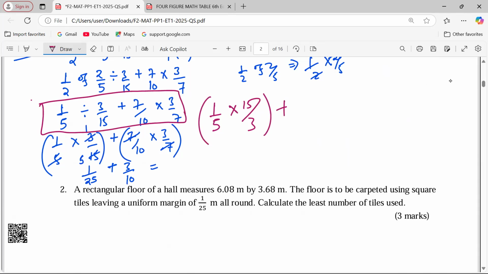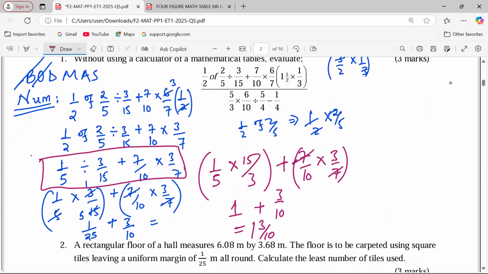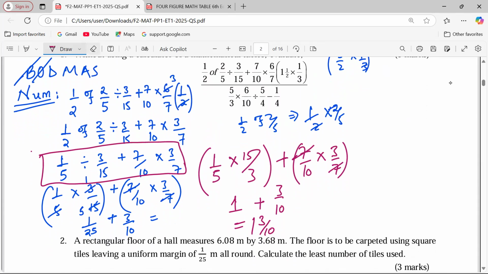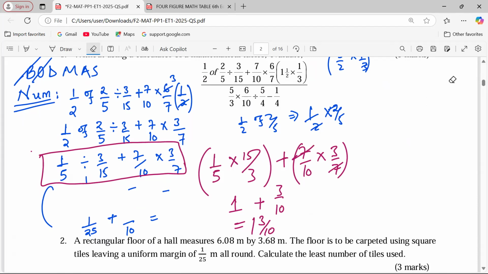Then we should add 7 over 10 by 3 over 7. So this one becomes 15 out of 15, which is 1. Then plus 3 over 10, which is 1 and 3 over 10. So from the numerator, we are getting 1 and 3 over 10. The earlier step is supposed to be ignored now. This was an error. I'm sorry for that.